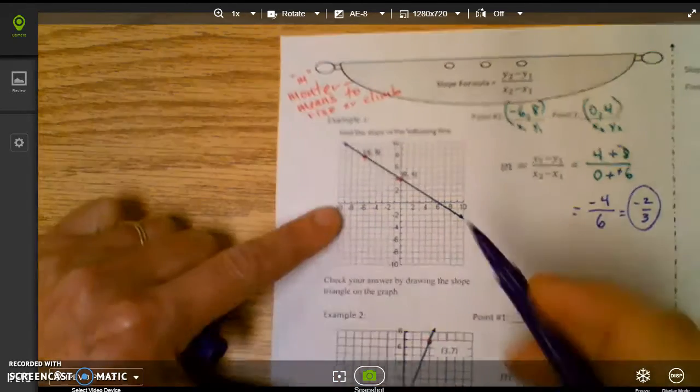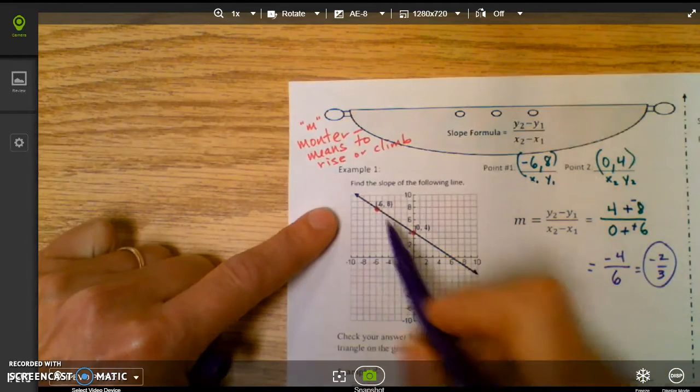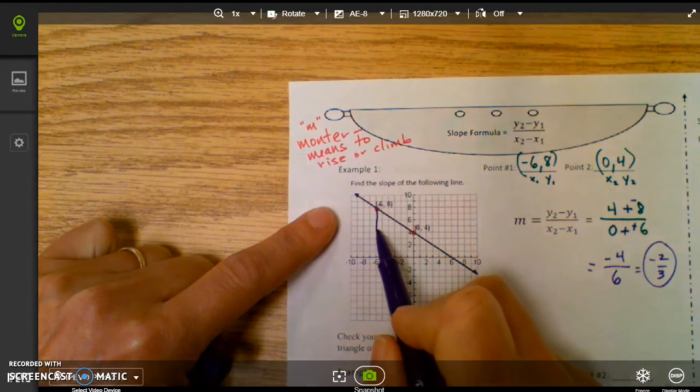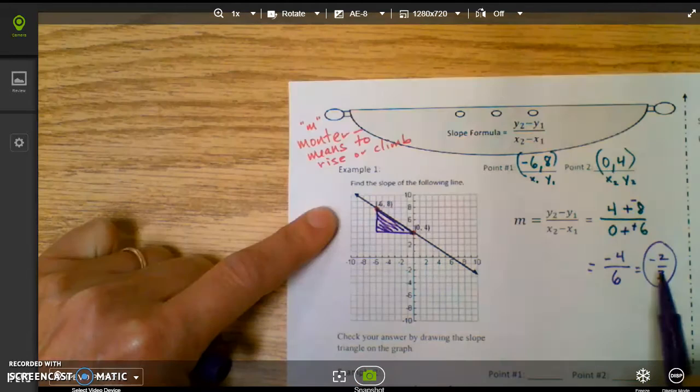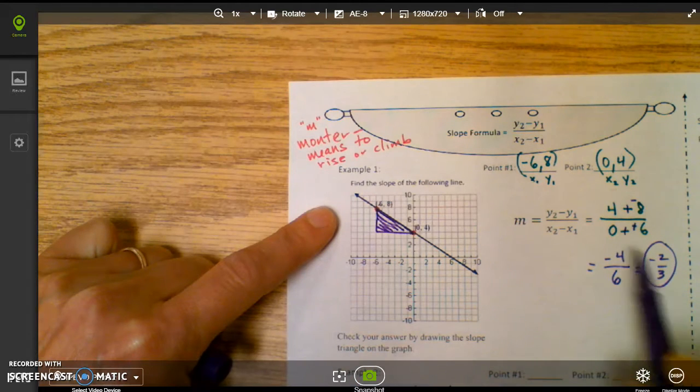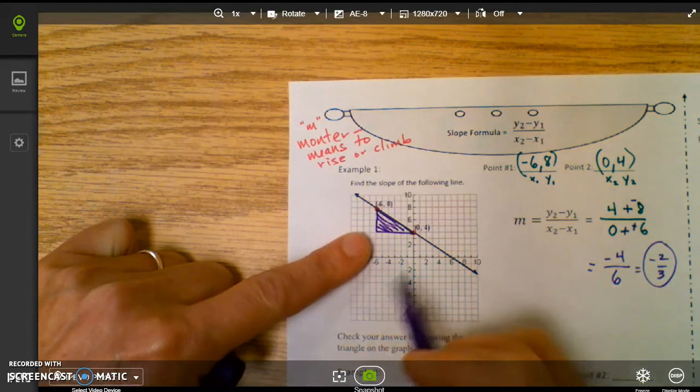And what we're going to do with this first couple of questions is we're going to go ahead and draw our slope triangles, and we're going to verify that that really is the slope that we agree upon if we had done it with our formula or if we had done it with our slope triangle.